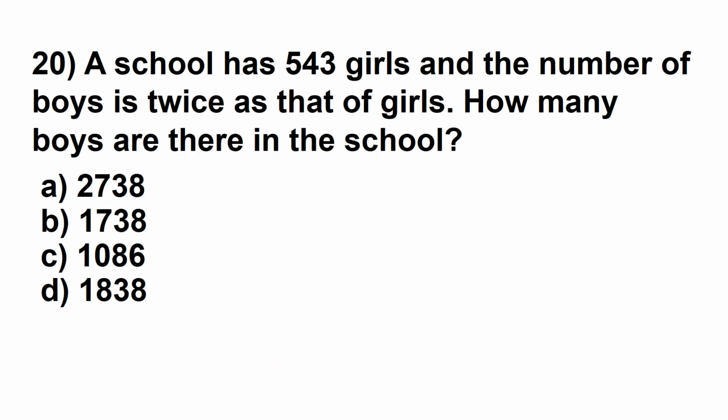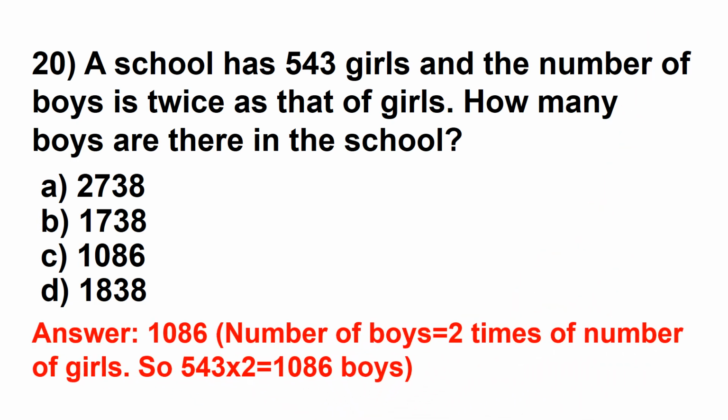Next question. A school has 543 girls and the number of boys is twice that of girls. How many boys are there in the school? So the right option is C.